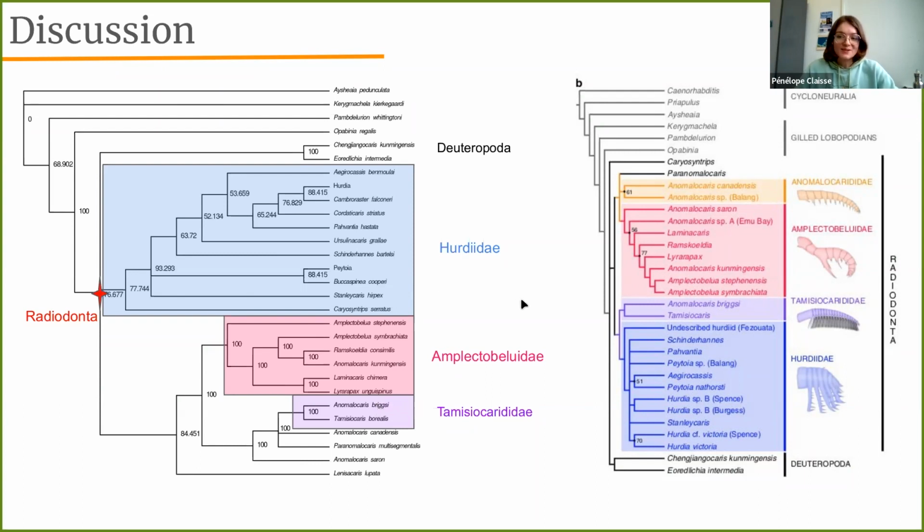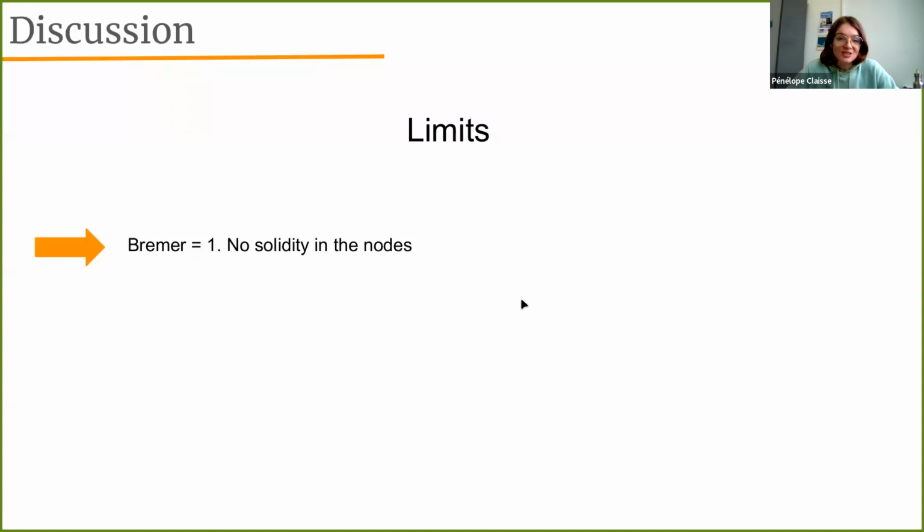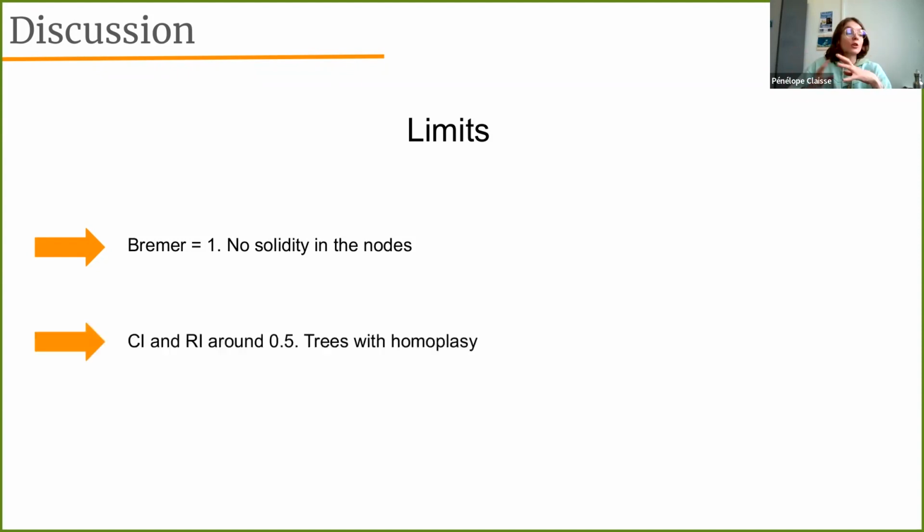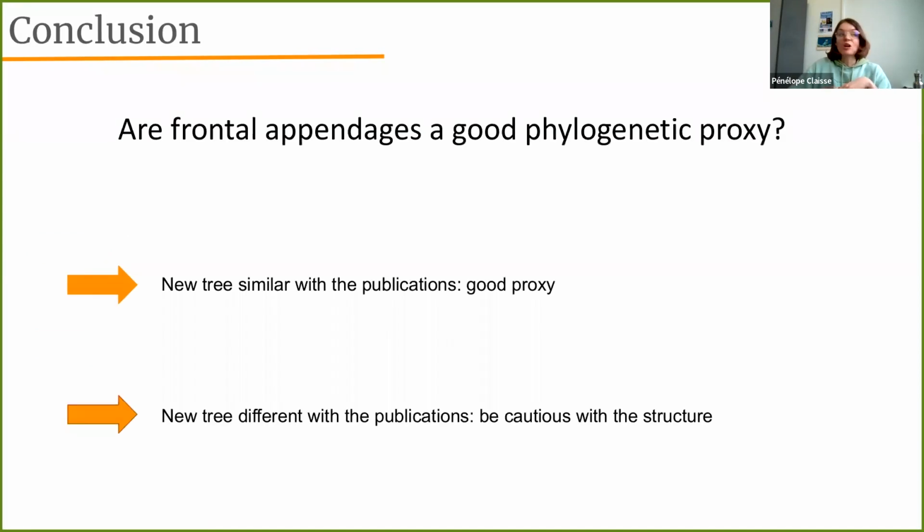Okay, that's important. Just before we go to the conclusion, I would like to highlight some limits of my study. First of all, the Bremer value. All of the nodes are about 1. So we should be careful with the interpretation of the tree because there is no support in the nodes. And the consistency and retention indices are about 0.5. That means that there is still homoplasy, despite the fact that I tried to remove the eventual homoplasy carried by the frontal appendages.